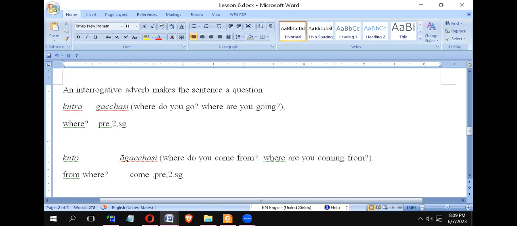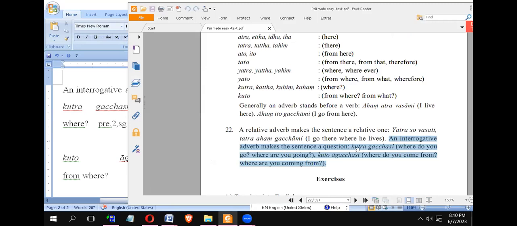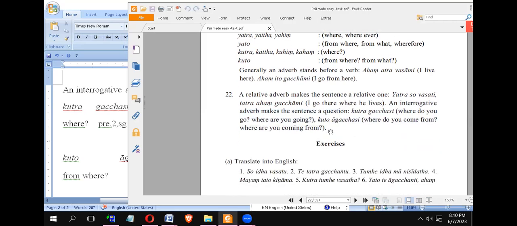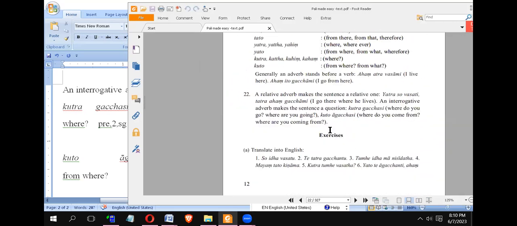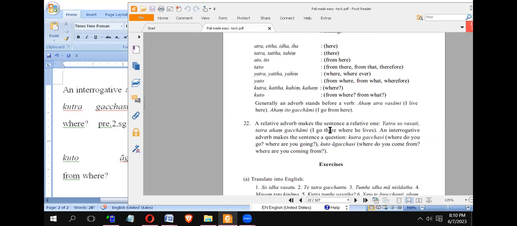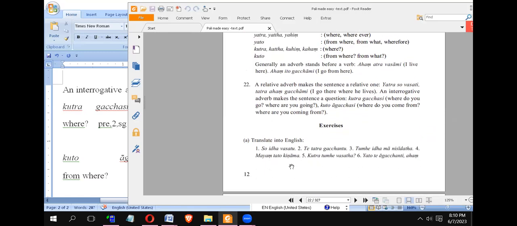Okay, like this. For basic students, that's enough. You don't need to analyze so much. But for those taking the certificate, at least you must know how to do the root gam, then gam changes to gaccha, plus si. That's all. So this finishes this question. Not so difficult. Kutra gacchasi, kuto agacchasi. Before we do the exercise, because this is a little bit difficult for newcomers, we will do it slowly. So up to this part, if no question, then we'll start to do the translation.